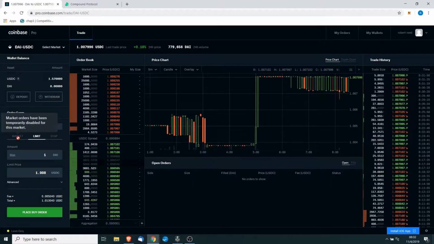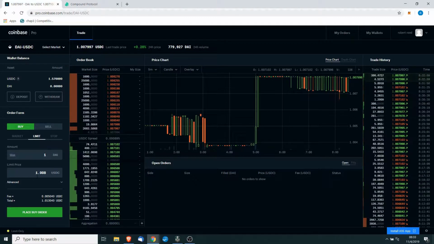Now, this is temporarily disabled for this market, so we have the option of a limit order and a stop order. Now, what a limit order does is it allows us to say, okay, we want to buy one DAI or 20 Bitcoin, but we put in the limit price that we are willing to accept. So in other words, the absolute maximum that I'm willing to pay for one DAI is 1.008 USDC coins. This is important because it gives us a little bit more assurance. If we take the market order, maybe the price goes up, maybe the price goes down, but with a limit order, we know exactly the maximum that we're going to be willing to pay. We might get it for a little bit less, but we're never going to pay more.